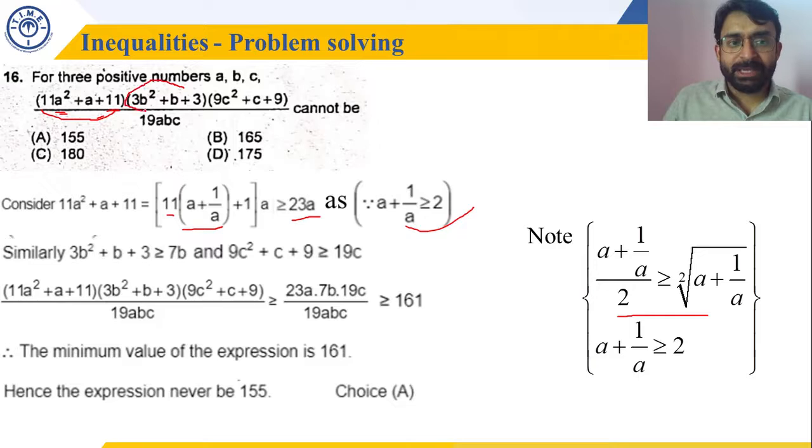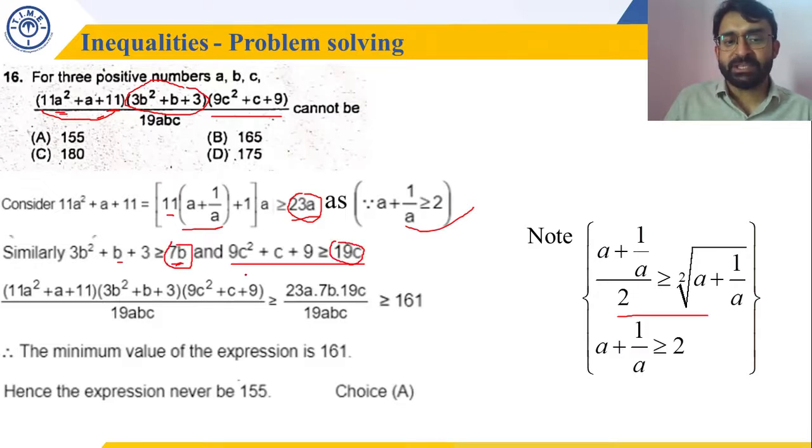Similarly, this 3b square plus b plus 3 will be more than or equal to 7b. I take b common, I'll get 3b plus 1 plus 3 by b. I'll again take 3 common, so b plus 1 by b, which is greater than or equal to 2. So 3 into 2 is 6, plus this will contribute 1, which is 7. So this expression is more than or equal to 7b. Similarly, I can say this third bracket is more than or equal to 19c. So this expression is more than or equal to 23a, this expression is more than or equal to 7b, and this expression is more than or equal to 19c.